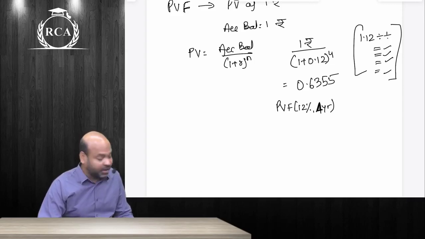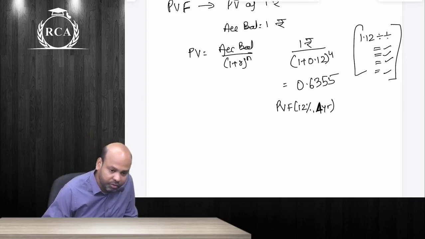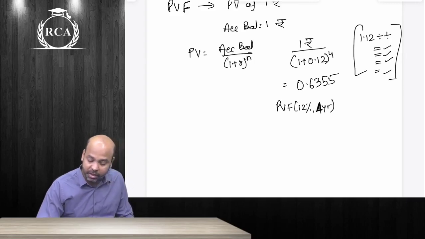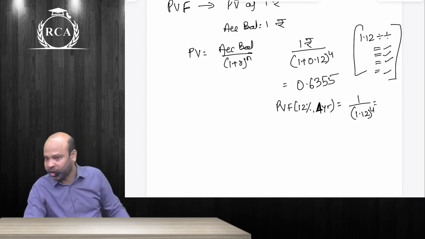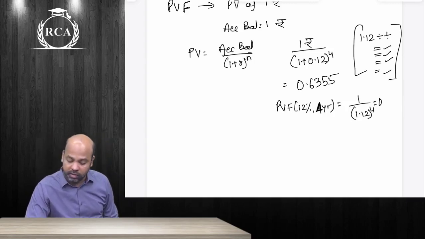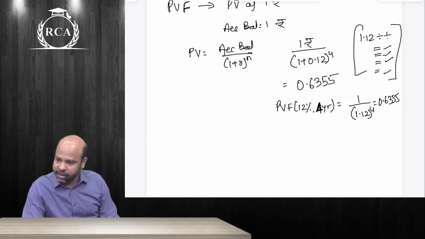So when I write present value factor at 12% for the fourth year as such, guys, this is nothing but 1 divided by 1.12 whole power 4. The value of which beta we have already written is how much? 0.6355. Is it making sense what I'm saying, guys?